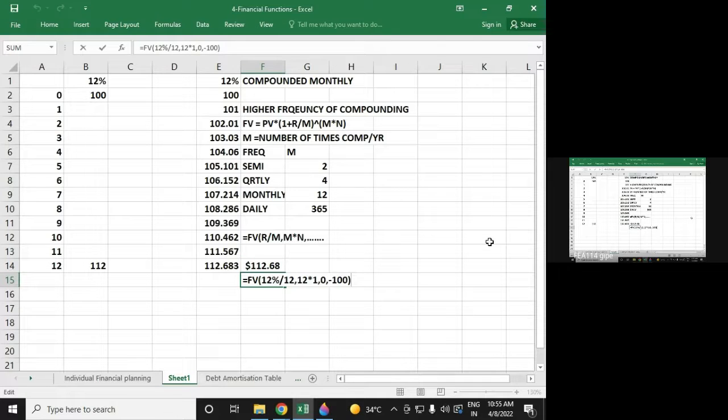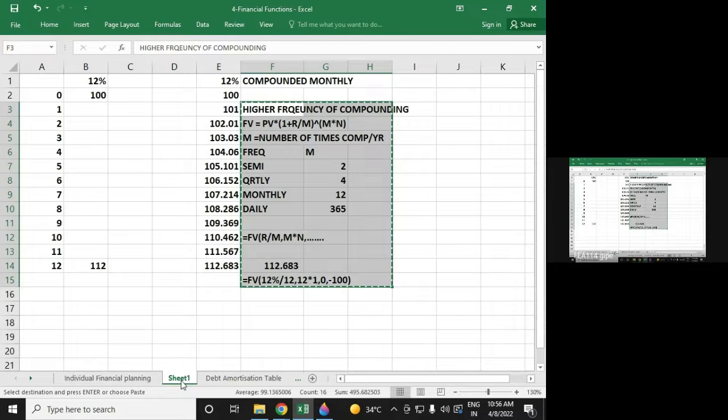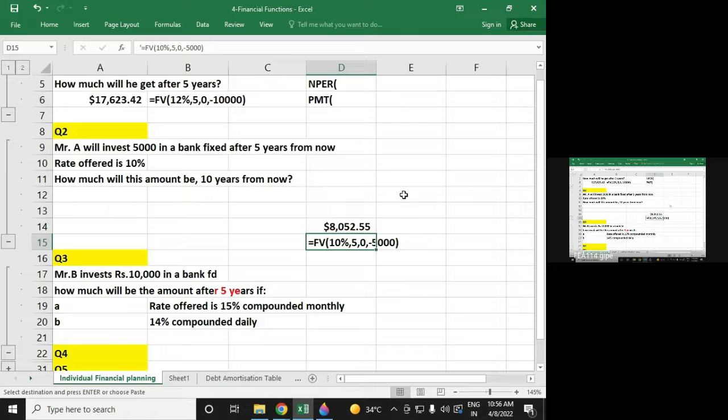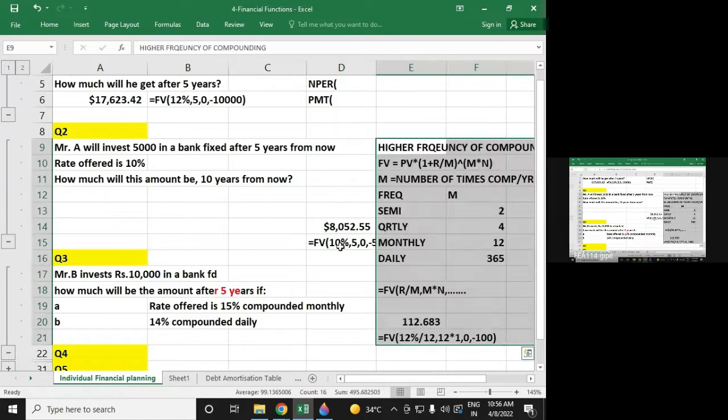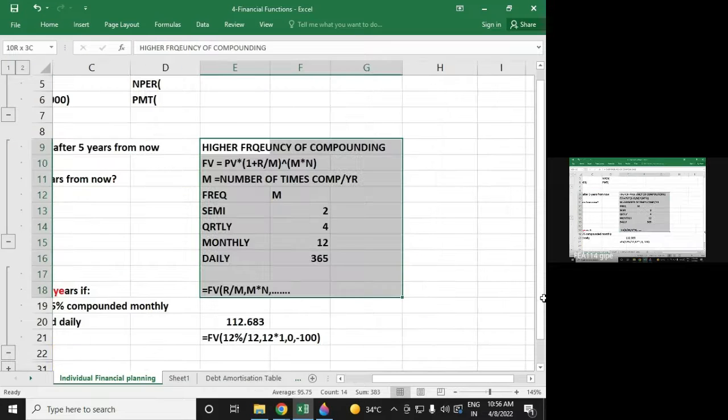So you will see 112.683 is what you will get if I open the decimal point. Okay, using Excel. Now what I will do is I will keep this theory open on screen for reference, and you try to solve question number 3. आप क्या करो, थर्ड क्वेश्चन सॉल्व करो और मुझे आंसर बताओ.